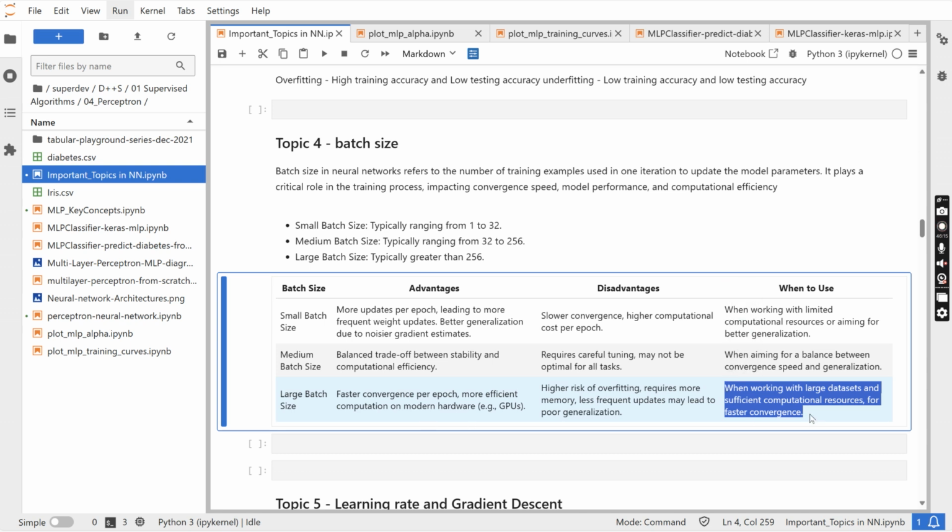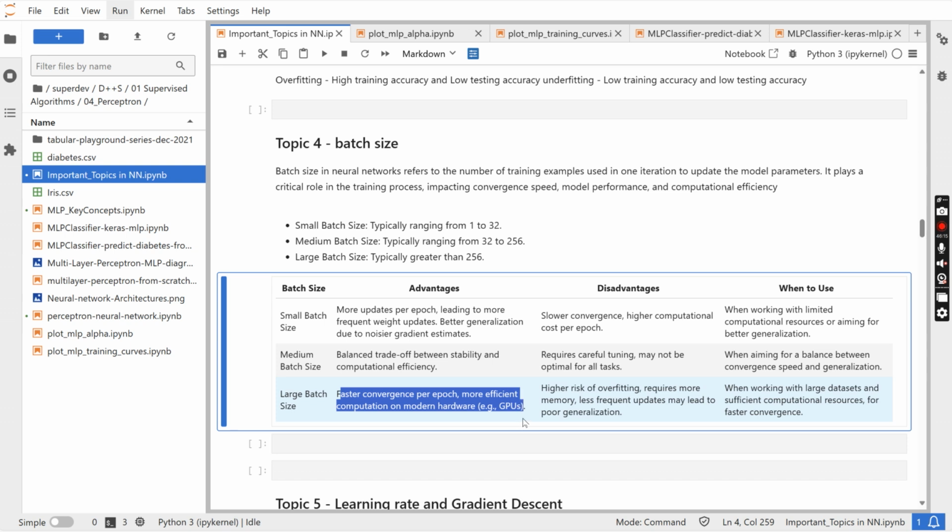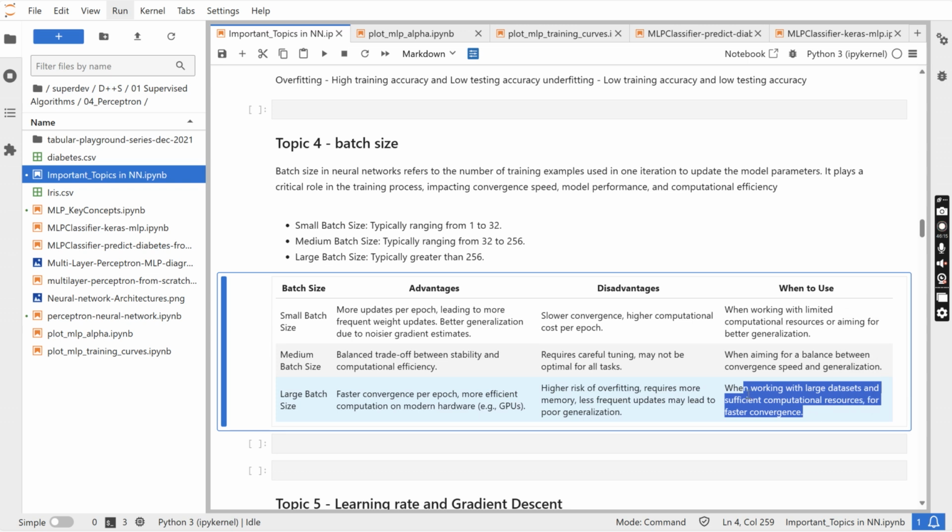For example, in large language model training, you want faster convergence because you can't run the model each day. If you run, you are adding a few millions or a few hundred thousands of dollars in GPU compute costs. So you want faster execution, and you can use large batch size. So faster convergence per epoch, more efficient computation, for example GPUs.